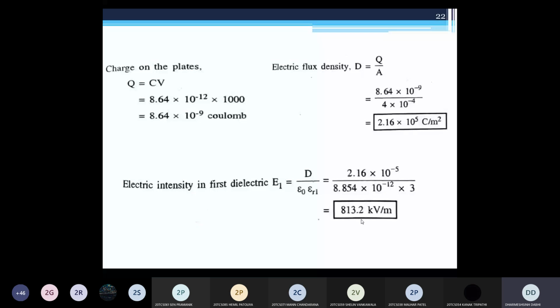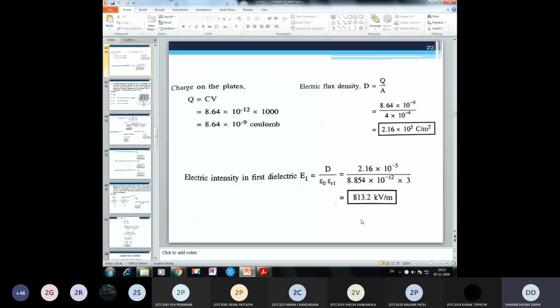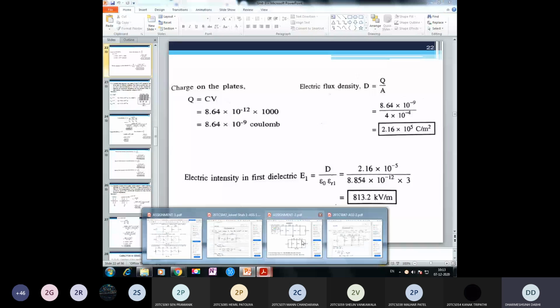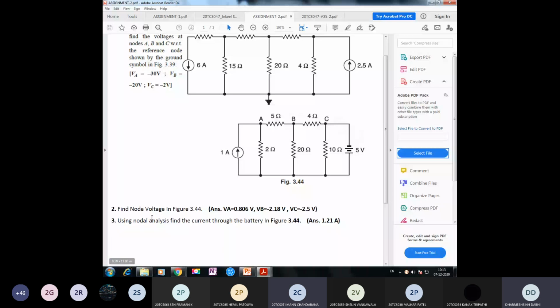Okay. So I think some of the students have doubt in the assignment too. Can you tell me what the doubts are? Here I have assignment 2. There is one mistake in example number 2, that VC is equal to minus 2.5 volt, but the actual answer is minus 5 volt. This is a printing mistake. In example 2, assignment number 2, the voltage at node C, VC, is equal to minus 5 volt.